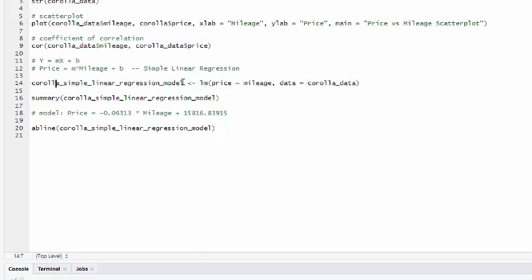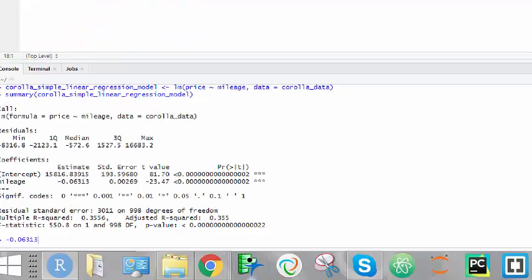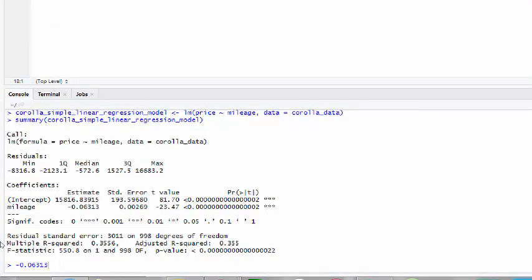And then this was the most important thing that we did last class. We ran the model, right? And again, we used the built-in function. LM stands for linear model, okay? Price is our target, mileage is the only predictor, okay? And the data that we used was the entire data set, Corolla data, right? And then, let me run this line, and then we looked at the summary. And the summary is probably the most important output from this whole analysis, okay?